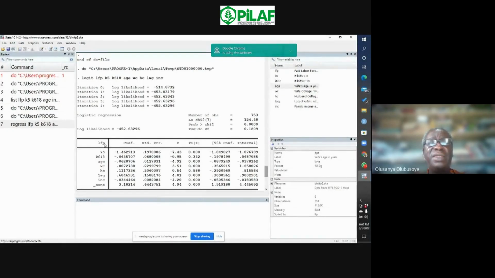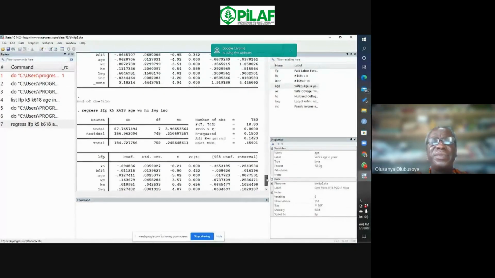Sometimes people use likelihood synonymously with probability. Fine, but it's better you use the probability. Probability is also about the likelihood of participation. But the most attractive one is the odds ratio, which we will talk about. Okay, sir. Thank you, sir.